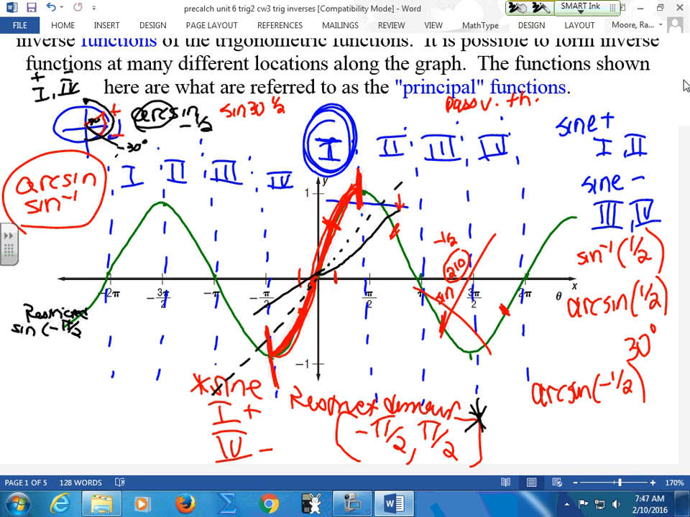My domain says -pi/2 to +pi/2. My range still says -1 to +1. Now, Johan said before, when you do an inverse and you do a reflection over the y equals x, don't you interchange the x and the y? Yep. So therefore, when I do a restricted domain, when I do an inverse for sine, my domain becomes my range. My range becomes my domain. If I'm going to graph this, I have to interchange everything.